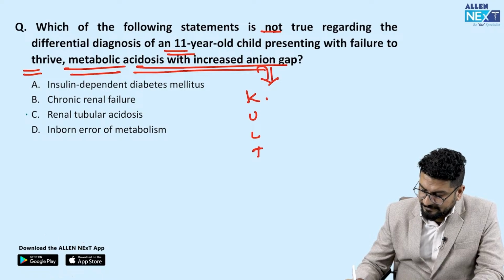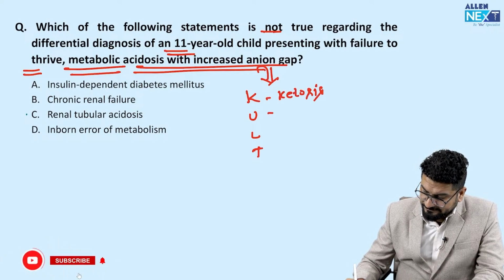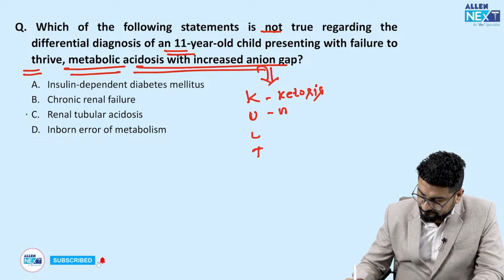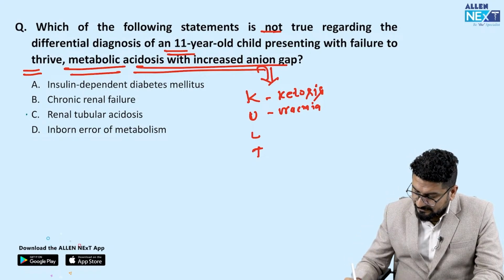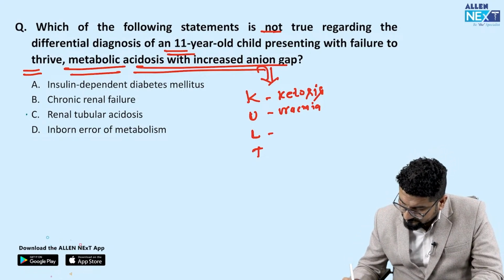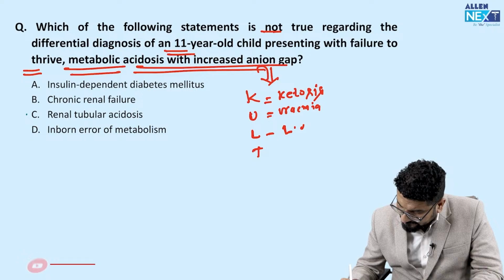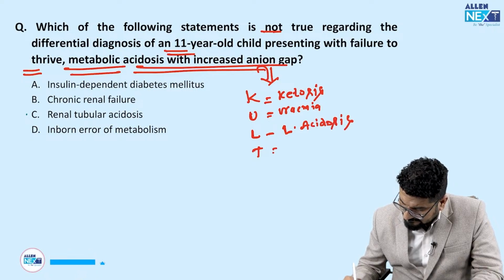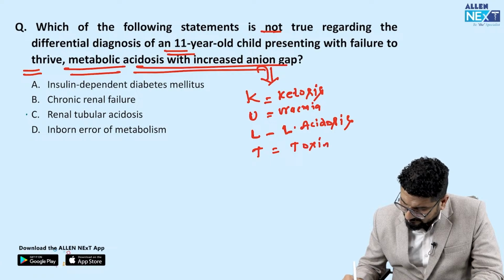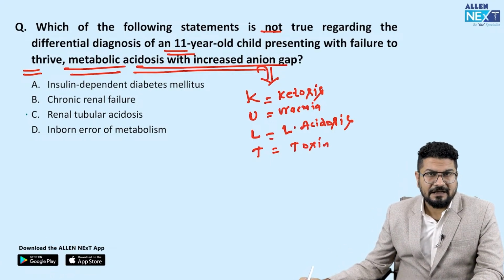It can occur due to ketosis, due to uremia, right? Then you can see due to lactic acidosis and due to some toxin. So these are the causes of increased anion gap.